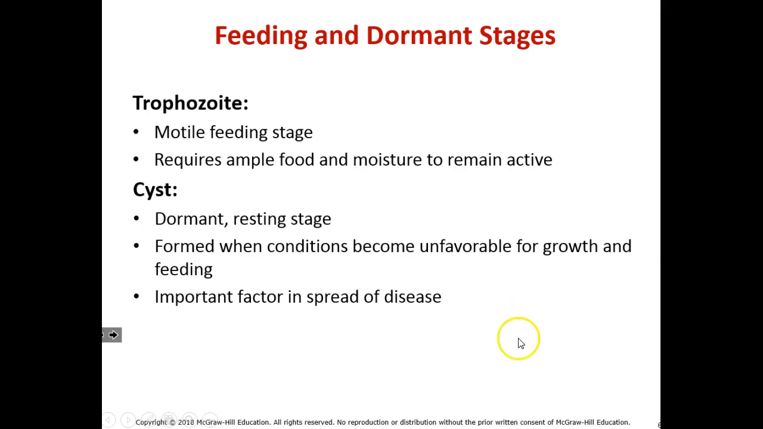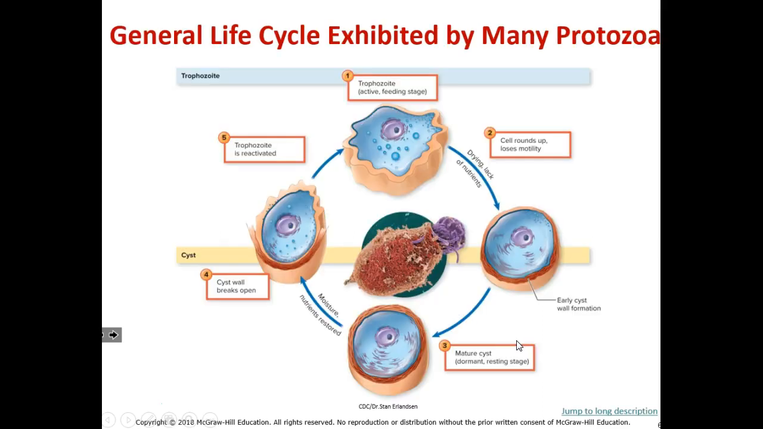Feeding and dormant stages. What does dormant mean? Like resting, like it's not active right now. A trophozoite is the motile feeding stage. It requires ample food and moisture to remain active. A cyst is a dormant resting stage. It's formed when conditions become unfavorable for growth and feeding. It's an important factor in the spread of disease. Here's the general life cycle exhibited by many protozoans.